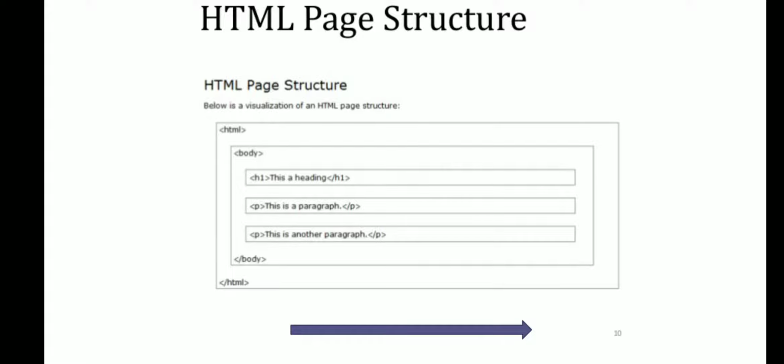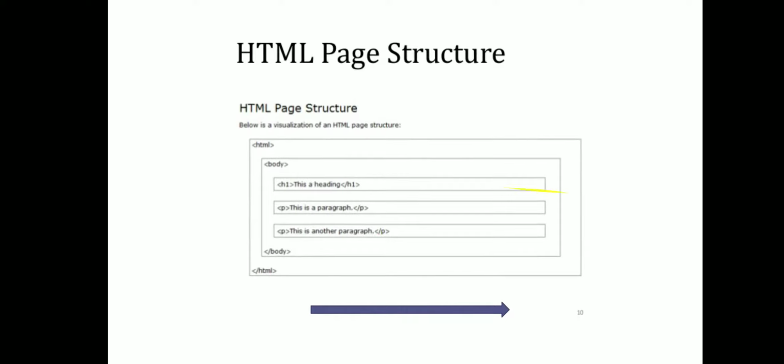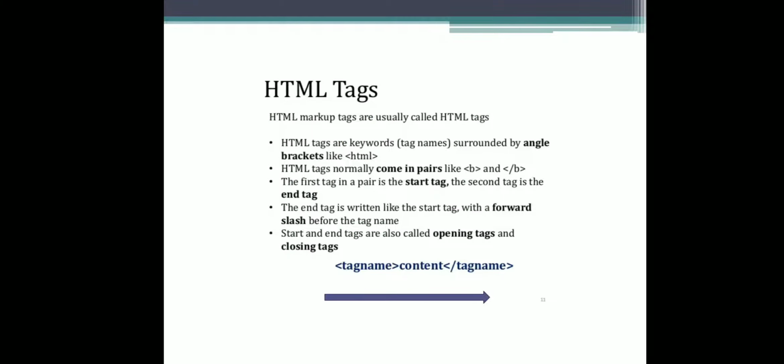Once the information of the body is over, it should be closed by using slash body, then end with slash HTML. In the HTML program, the first tag should begin with HTML and it should end with slash HTML. Next we'll see HTML tags. As we know, if you want to write HTML programs, different types of tags should be used. Some of the tags and rules are shown here.